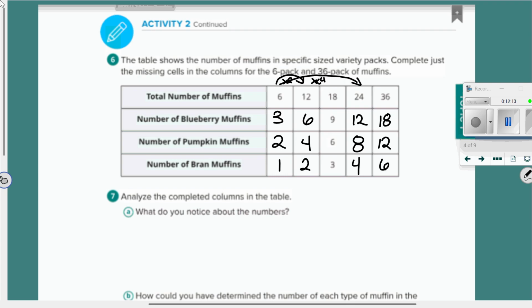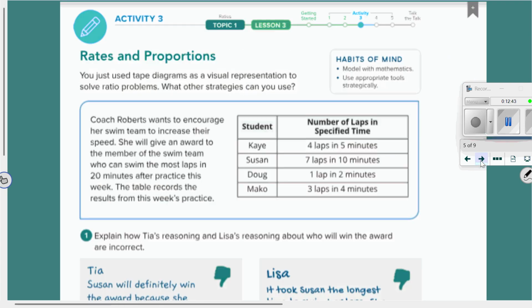Then you can see a pattern. You're counting by 6s, then 3s, then 2s, and it makes a pattern. Yes? That's another way you can know they're equivalent, because if it didn't make a pattern, something's off. All right, we're going on to the next page.